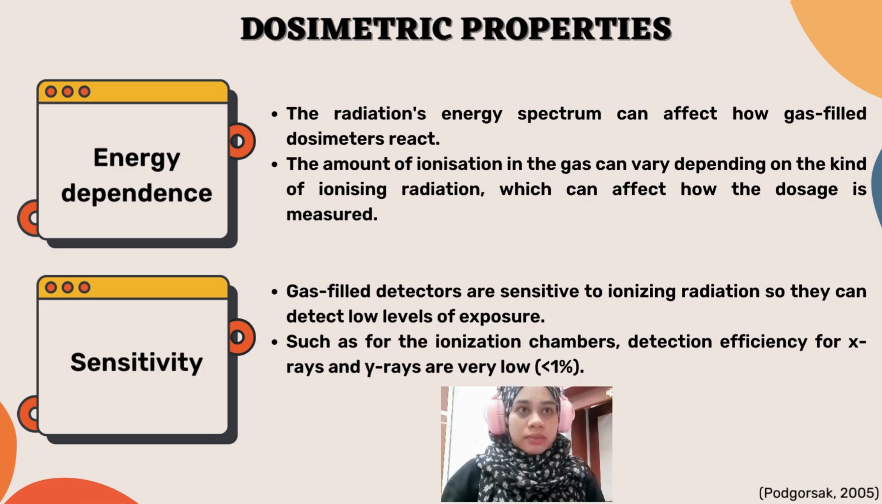Fifth, sensitivity. Gas-filled detectors are sensitive to ionizing radiation. It means that they can detect low levels of exposure. For example, ionization chambers can detect very low levels of X-rays and gamma rays, which is less than 1%.